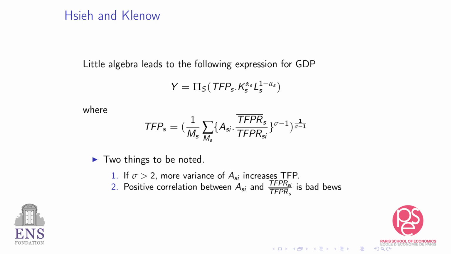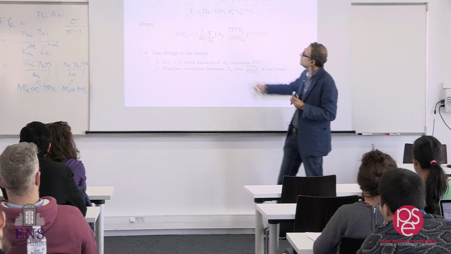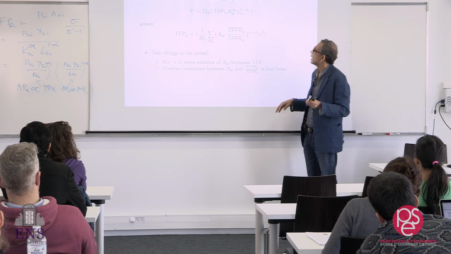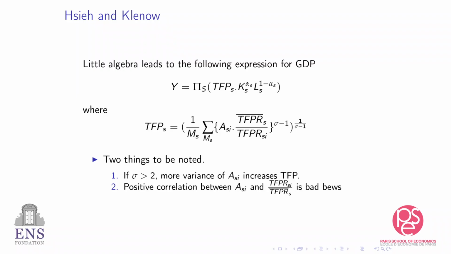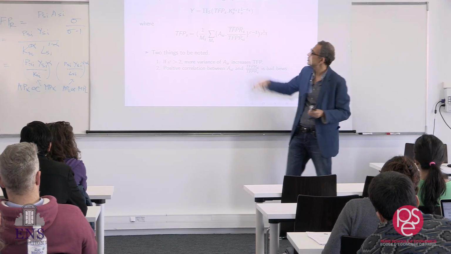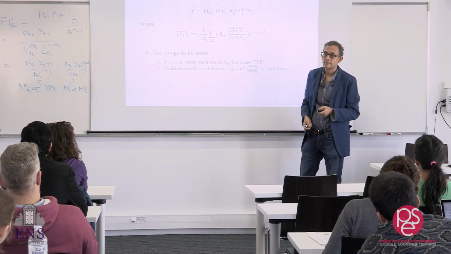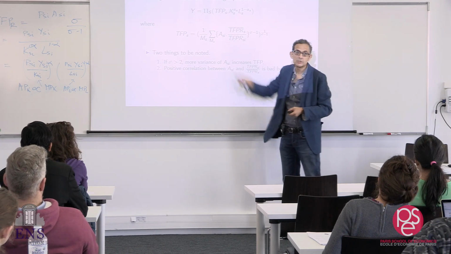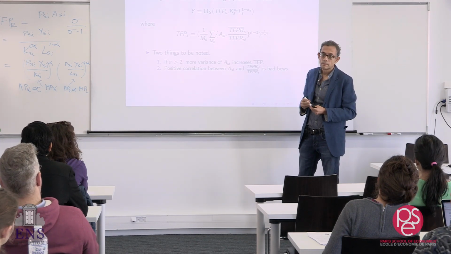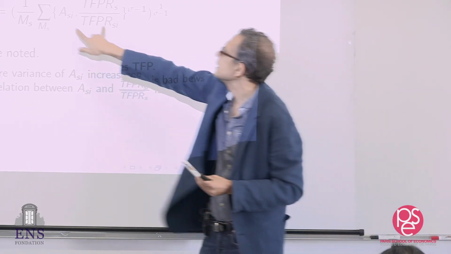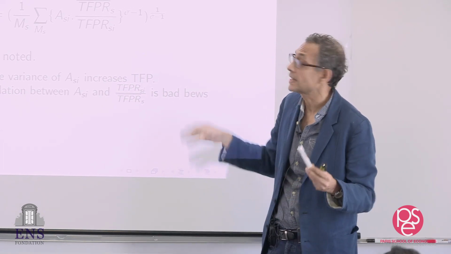But after you do the computation, you'll find that the TFP of a sector S is a weighted sum of the TFP of the firm weighted by this ratio. This ratio is just the ratio we had in the figure, the inverse of that. Okay. This ratio. So this will give you the TFP of that sector.